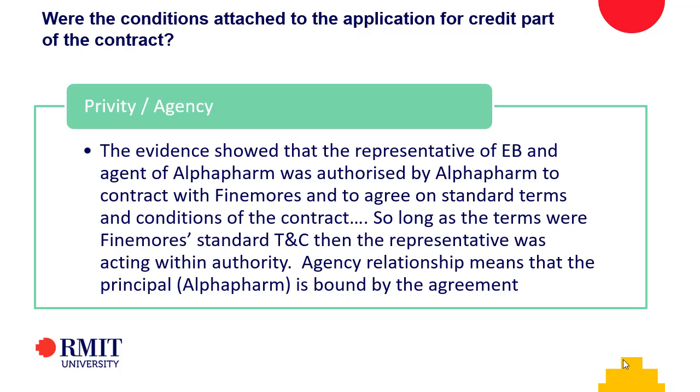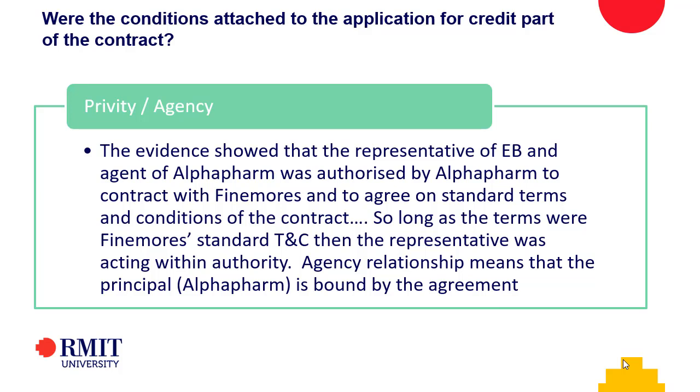The privity and the agency question. So the question here was, could EB do something that bound Alphapharm? Could EB's representative bind Alphapharm to something that EB's representative hadn't even read? Here the answer to that question was yes.